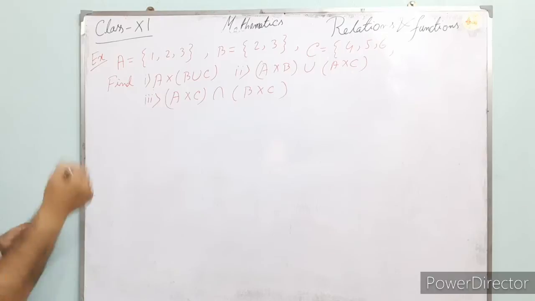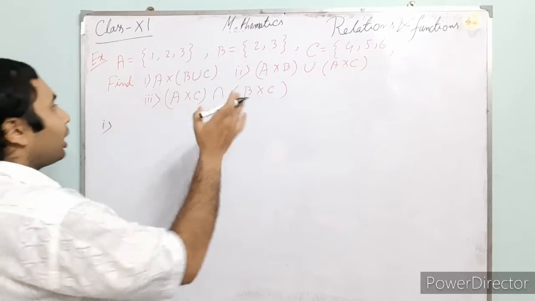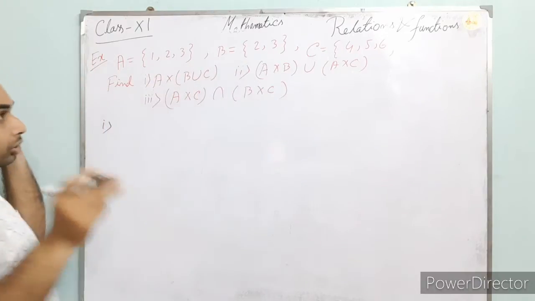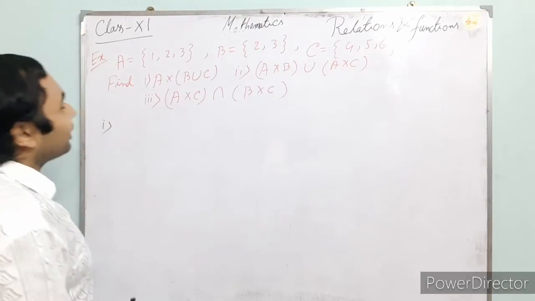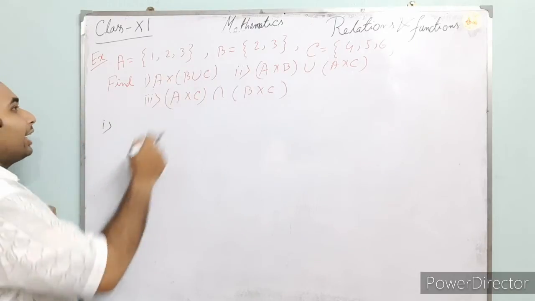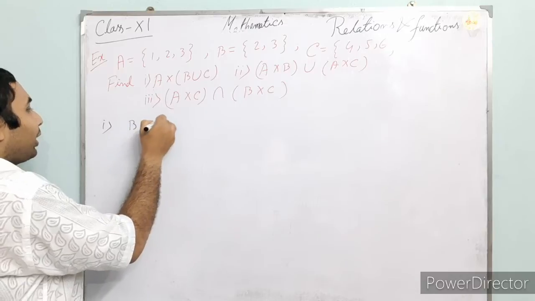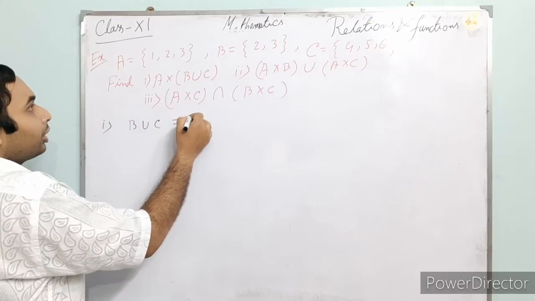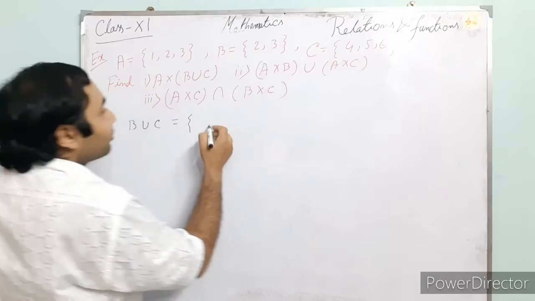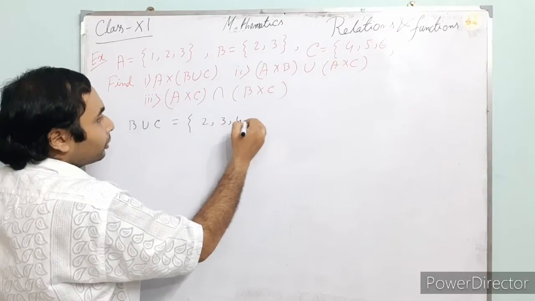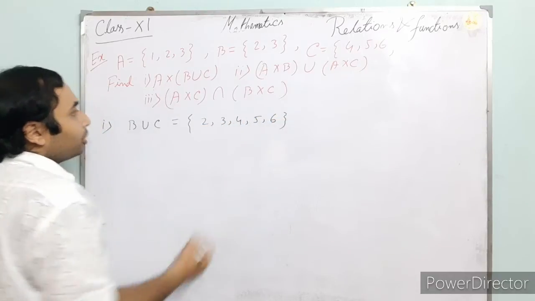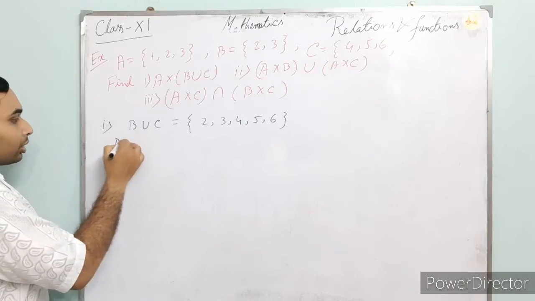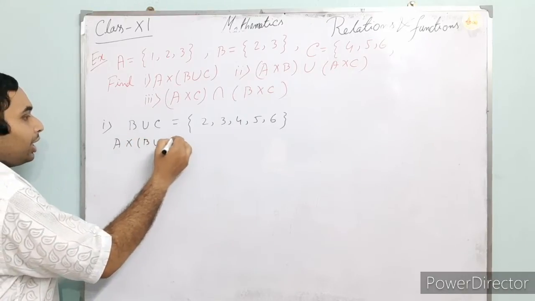Let me find. Number 1, we will do that part according to the BODMAS rule. Actually you have learnt in class 5. So B union C we will find at first. B union C, what is it coming? 2, 3, 4, 5, 6. Okay, 2, 3, 4, 5, 6. B union C we have got, A cross B union C.